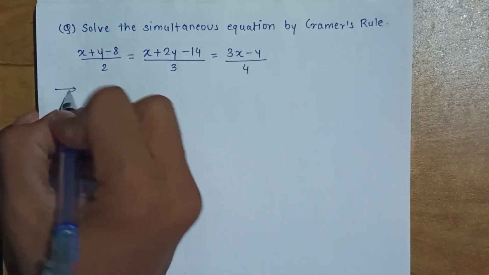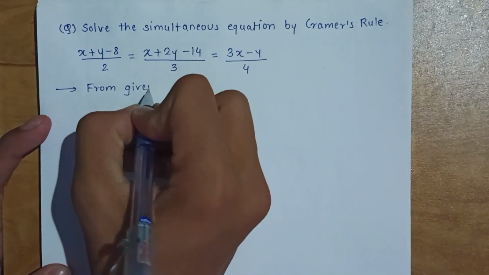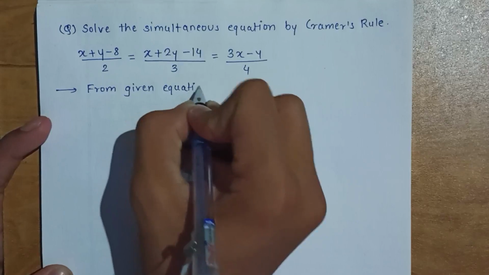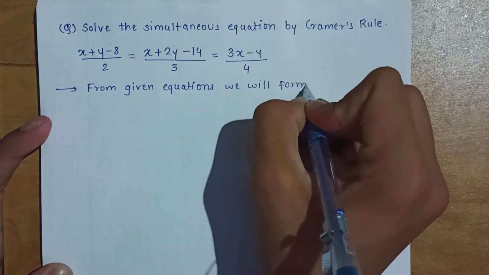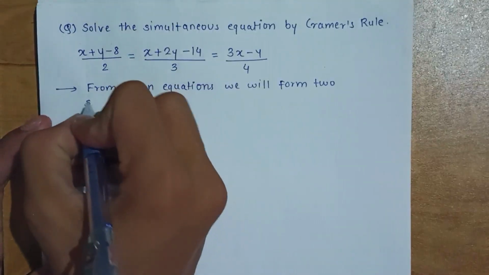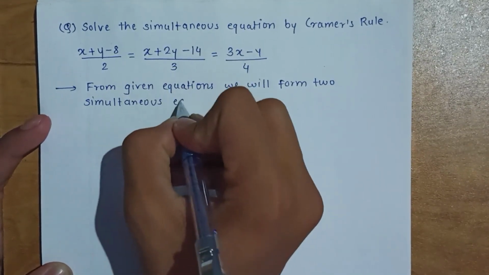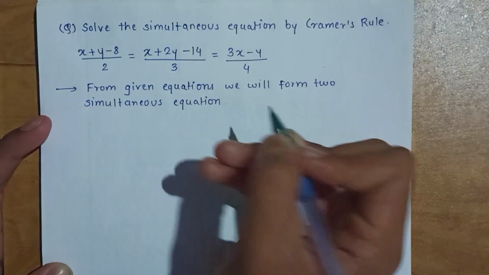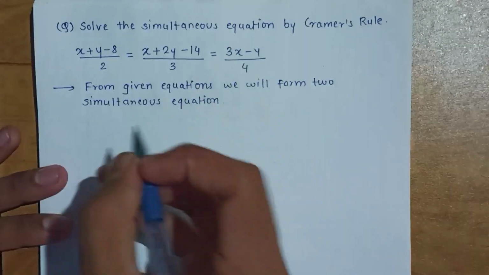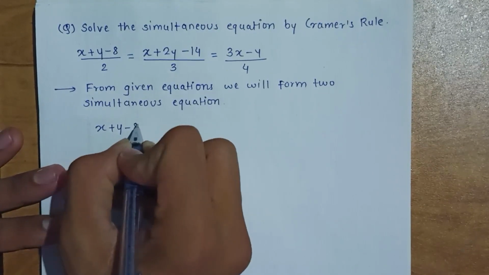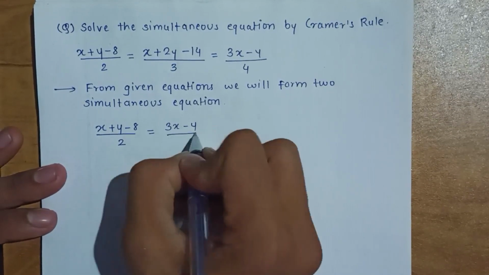So we will first write, from the given equations, we will form two simultaneous equations. To get the first simultaneous equation, we will take these two equations: (x + y - 8)/2 = (3x - y)/4.